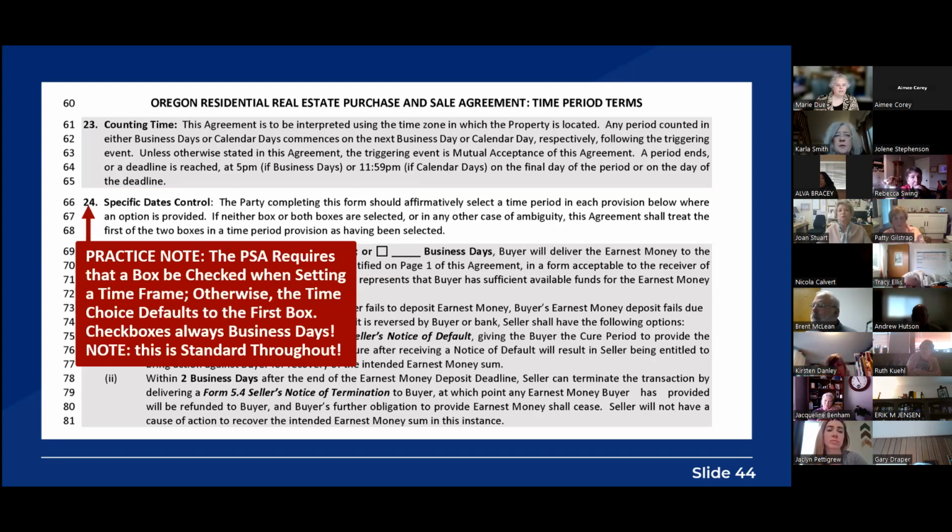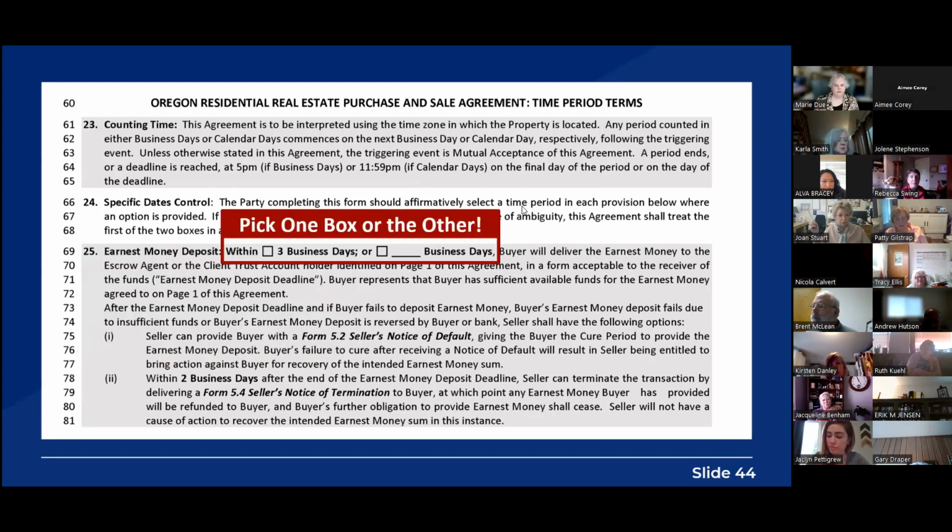For specific dates, when a box is to be checked, we really, really, really suggest that you check a box. You'll notice on here that it's 3 days if not filled in or blank. We put those in there. You'll notice that there's a box for the check mark. So 3 business days or blank business days, check the box. One of the problems with the current forms is, did they miss it? Did they not miss it? We want to make sure that we're very clear on the business days. So earnest money deposit within 3 business days or 10 business days, whatever it happens to be.